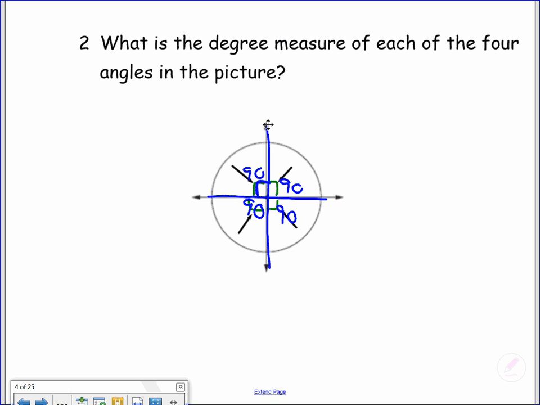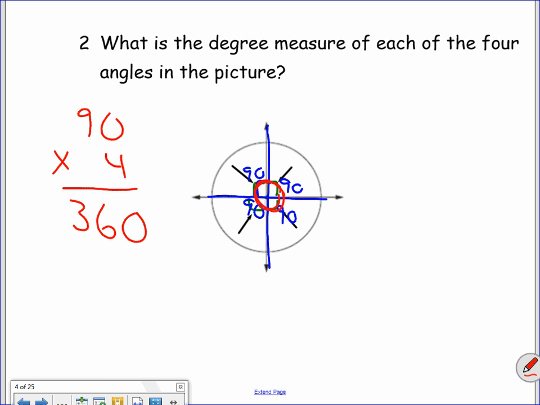Here comes that circle I was just telling you about. When I add up all of these angles, it's a circle. So aren't I just doing 90 times 4? Well, I know 9 times 4 is 36, plus the 0 is 360. Do you see the circle? Remember what I was telling you about 360. Now, if I were just to add two of those angles together, it would be 90 plus 90, which equals 180, which equals a straight line. Hopefully this is making a little bit of sense.